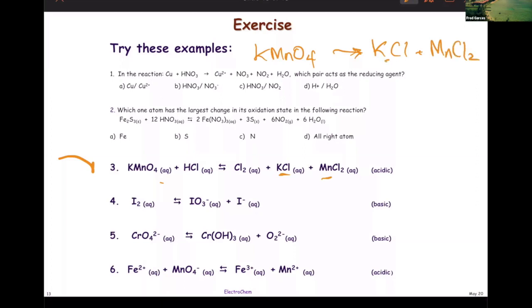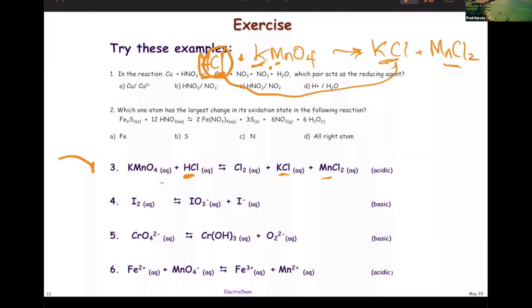But by bringing in KCl and Cl2, I brought in chlorine. Well, chlorine has to come from somewhere. It has to come from HCl. So that's your half reaction: HCl plus KMnO4 gives you KCl and MnCl2. You've got to account for the non-hydrogen and oxygen elements.